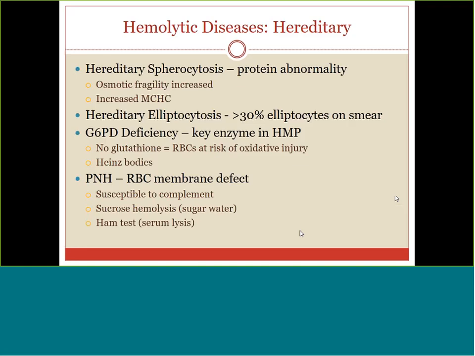Hereditary elliptocytosis, this is obviously the way it sounds. You have a lot of elliptocytes. It's another membrane abnormality. You don't need to know which one. Again, in order to know it's elliptocytosis, you need to have at least 30% of your red cells be elliptocytic in shape. Elliptocytes can go with a lot of different diseases. We can see them in iron deficiency anemia. We can see them in thalassemia. But in order to consider it hereditary elliptocytosis, you need to see greater than 30% be that shape.